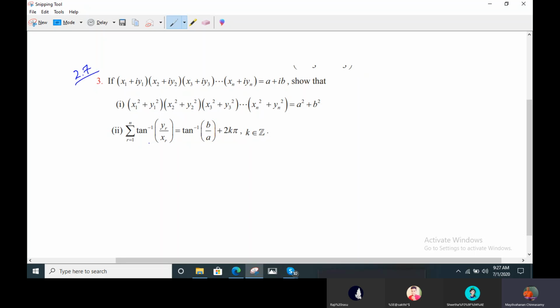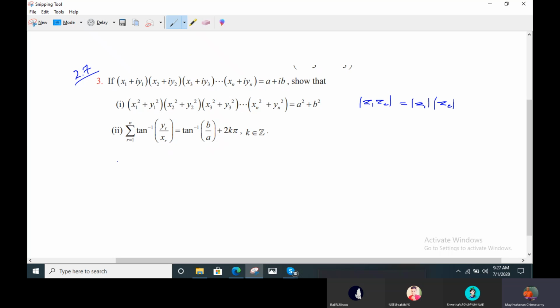Third question: if (x1 + i y1)(x2 + i y2)(x3 + i y3)...(xn + i yn) = a + ib, show the result. If you take modulus, it is easy to prove the result. We have a formula: the modulus of the product z1 z2 equals the product of the moduli, modulus of z1 times modulus of z2. So using this result we can take modulus for the first result.